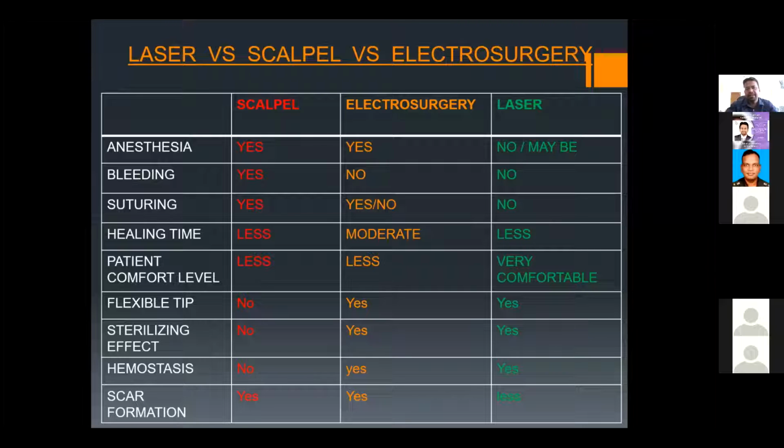The tip flexibility is there with lasers. With a scalpel, you can't bend the blade, right? So with lasers, we have tip flexibility. Then lasers have a self-sterilizing effect. You need to autoclave the blade or you can discard the blade, but the laser has self-sterilizing tips. Okay. So hemostasis can be achieved more properly with the help of laser as compared to the scalpel method. Scar formation will be minimal in lasers as compared to other methods.